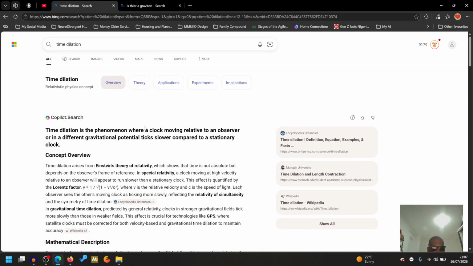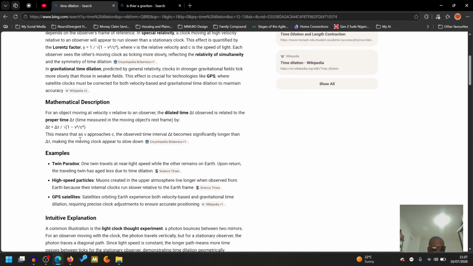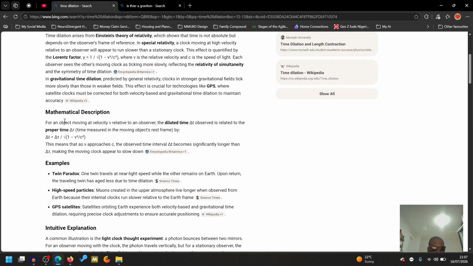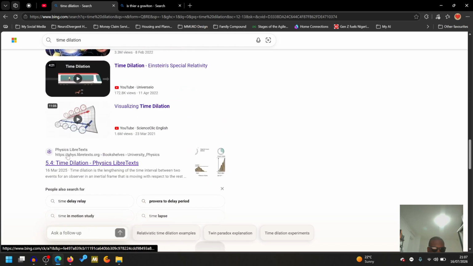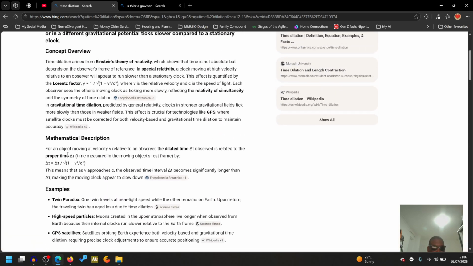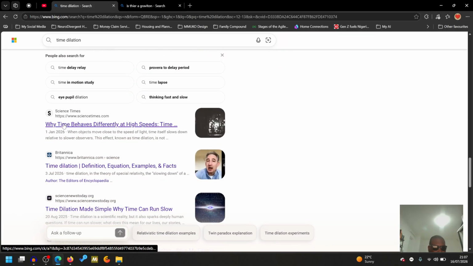Time dilation is a phenomenon where a clock moves relative to an observer, and in a gravitational field the clock slows compared to a stationary clock. Change in time equals change in time between frames. I'm talking about force fields too, so let me just find the document. Why does time behave this way at high speed? Yes, time dilation, this is Britannica.